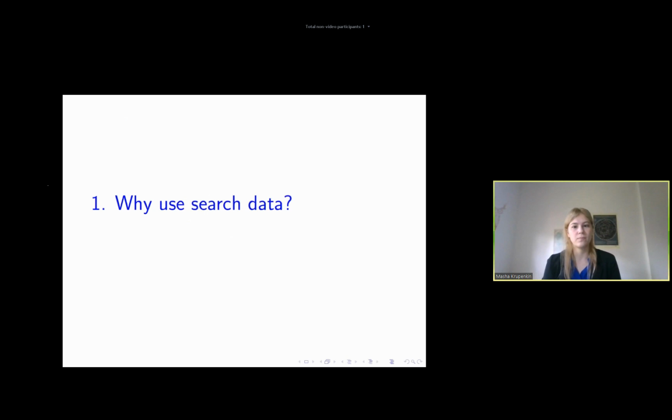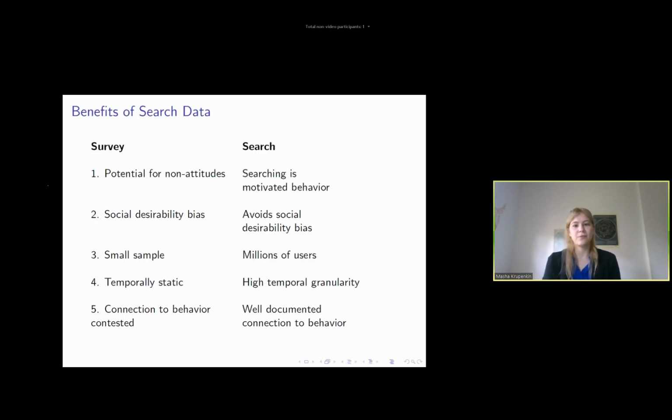Alrighty, so part 1, why use search data? So when I'm going to be talking about the benefits and limitations of search data, I'm going to be comparing them to one of the most popular data sources in political behavior, which is survey data. And I really like surveys. I use them a lot in my own research. I use them a lot in conjunction with search data, but they do have certain drawbacks that search data can alleviate. So first, surveys have a very well-known and serious potential for non-attitudes.